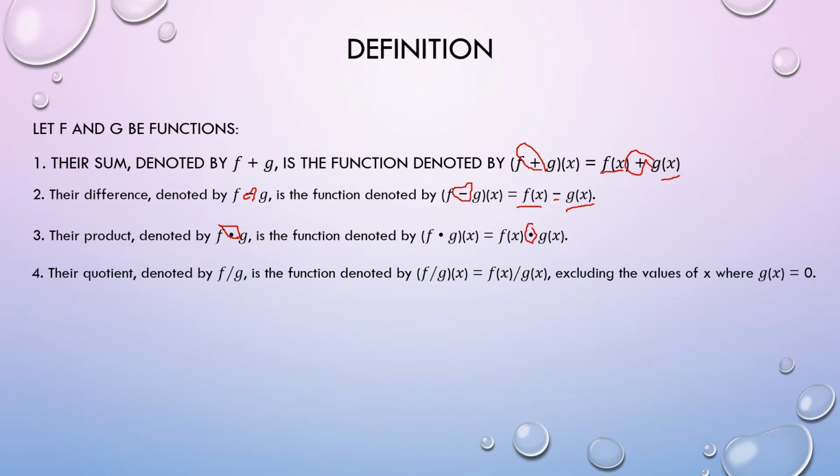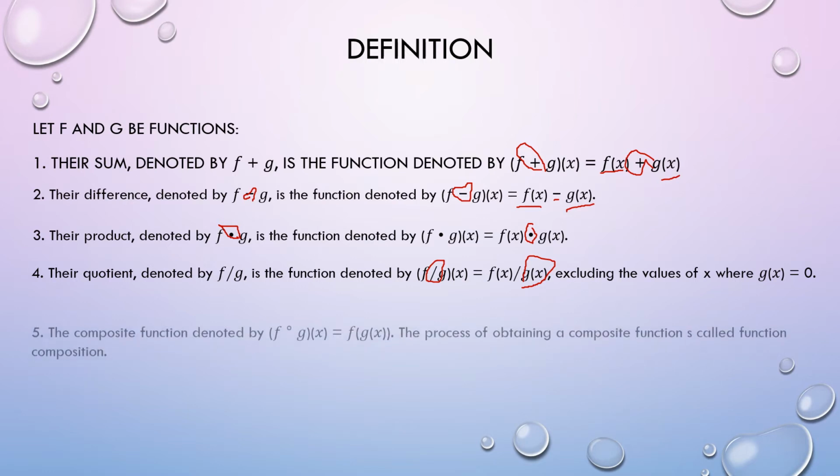Next, we have their quotient denoted by f over g. It is the function denoted by f over g at x is equal to f of x over g of x, excluding the values of x where g of x is equal to 0. So, if you see this symbol, that denotes division. But of course, g of x must not be equal to 0.